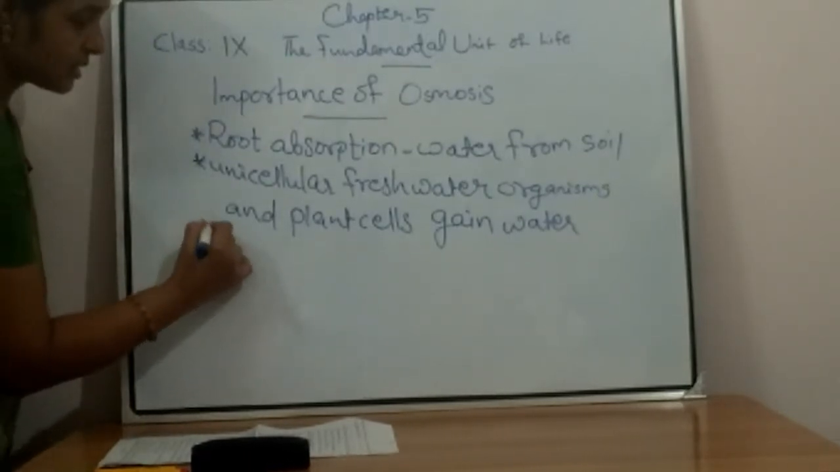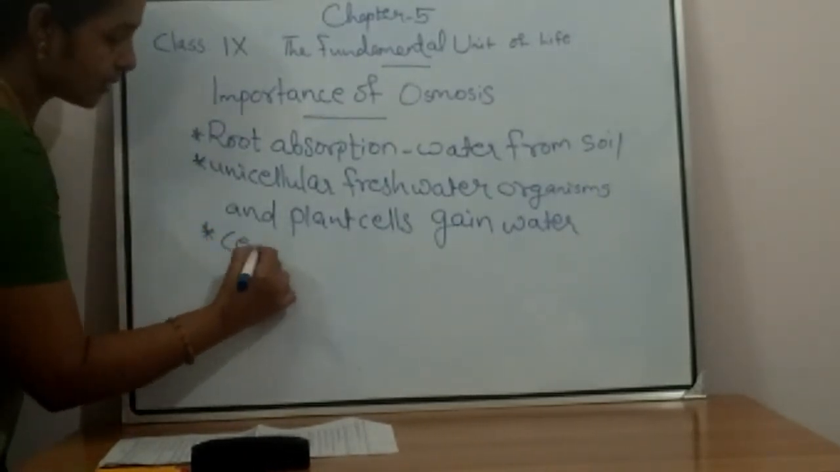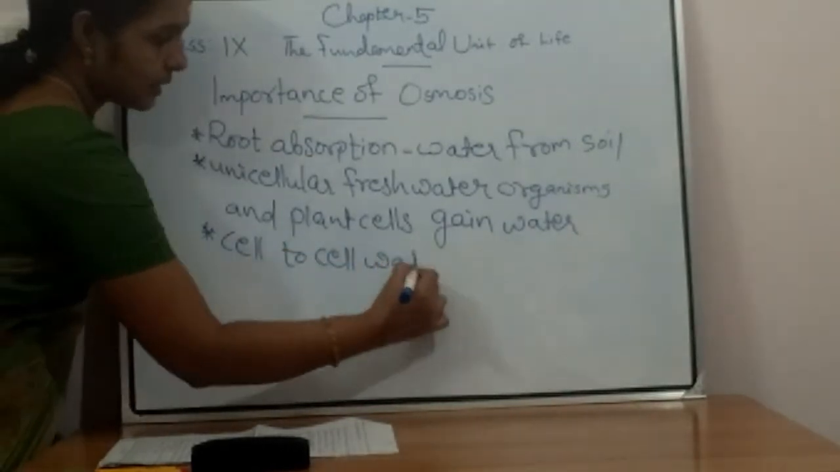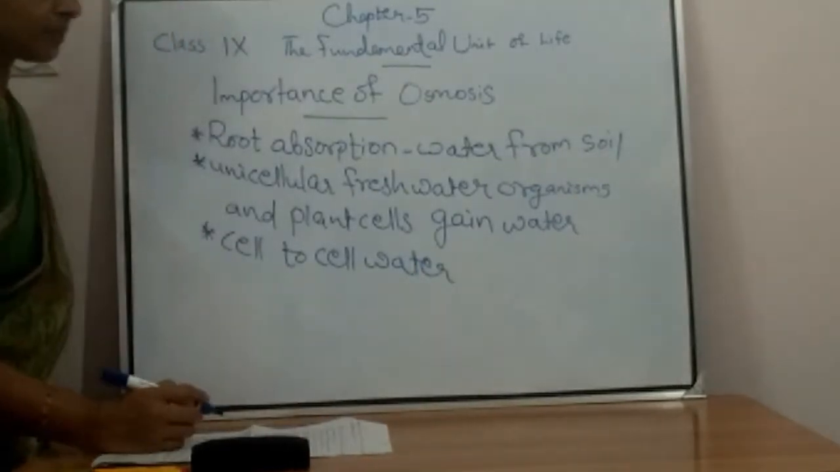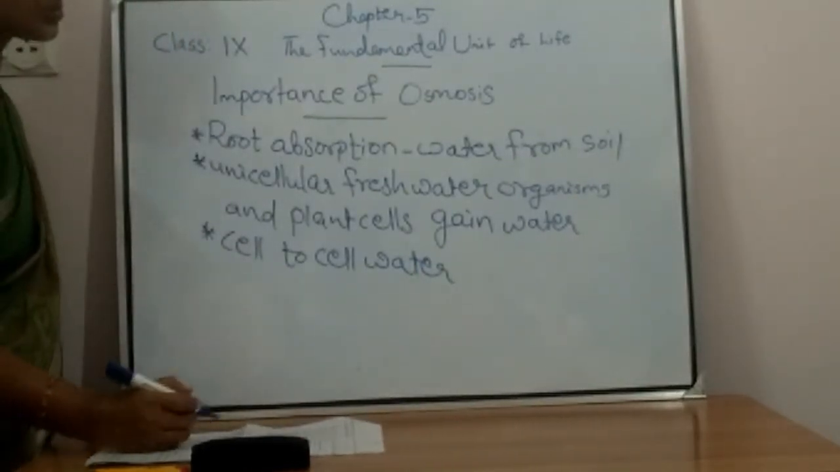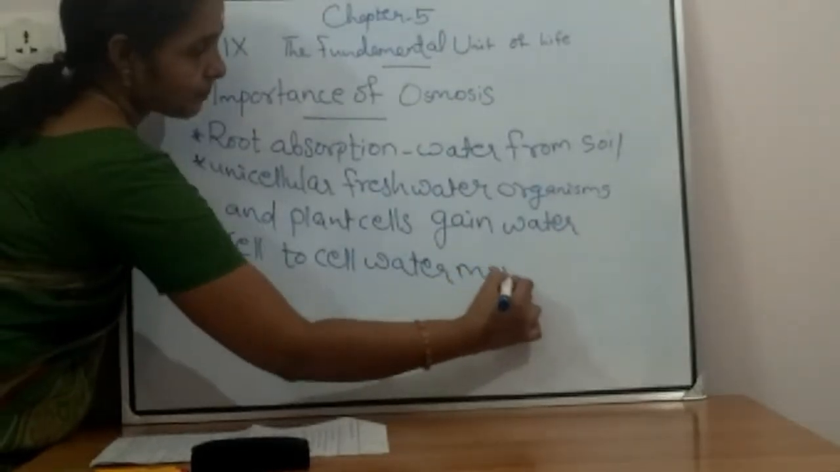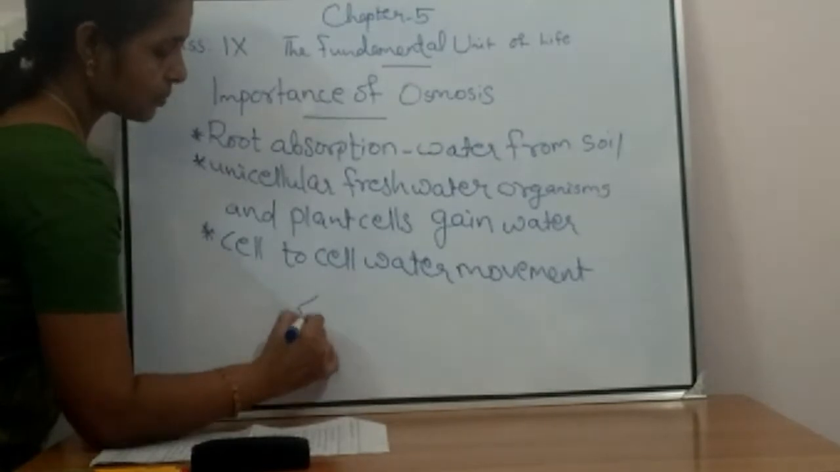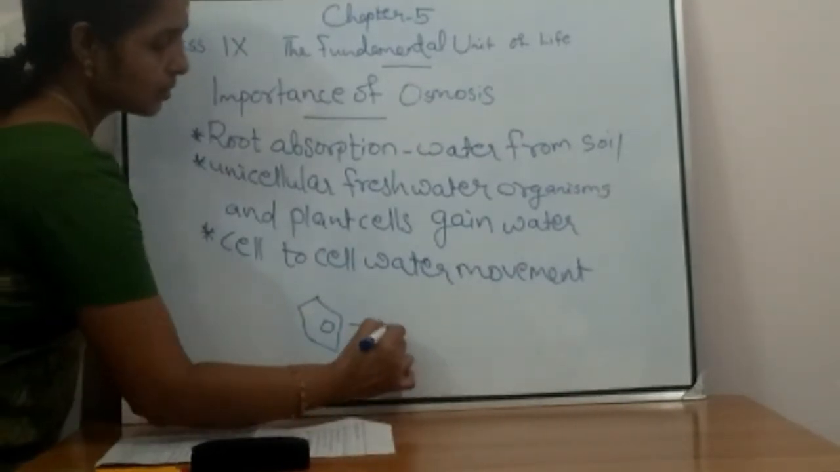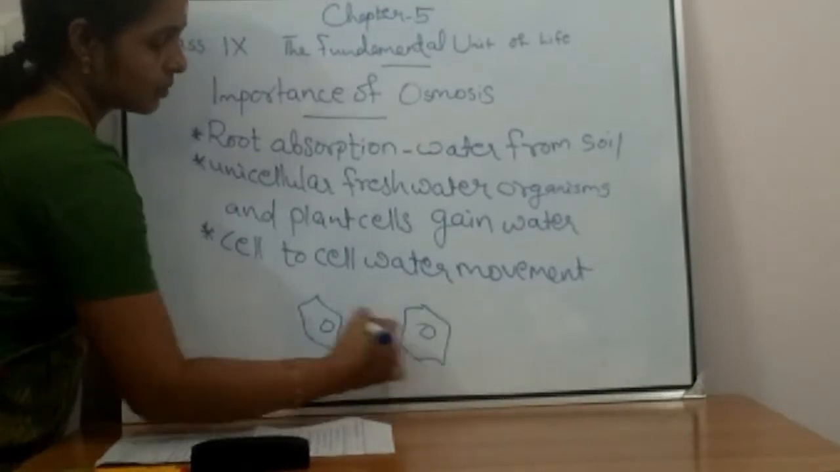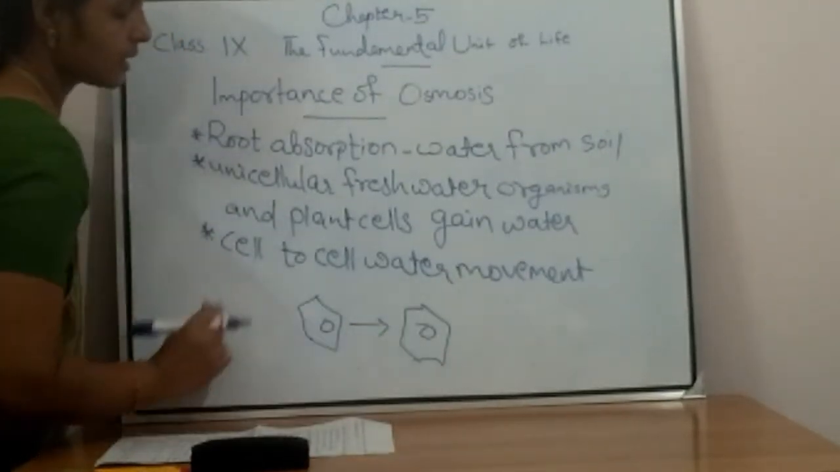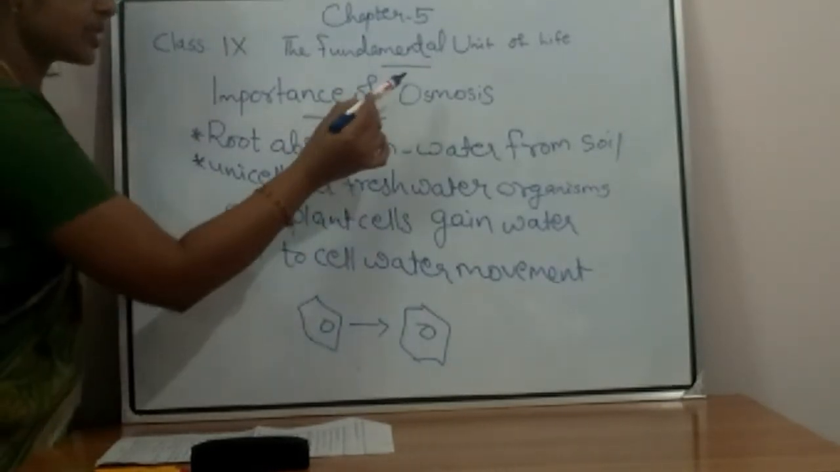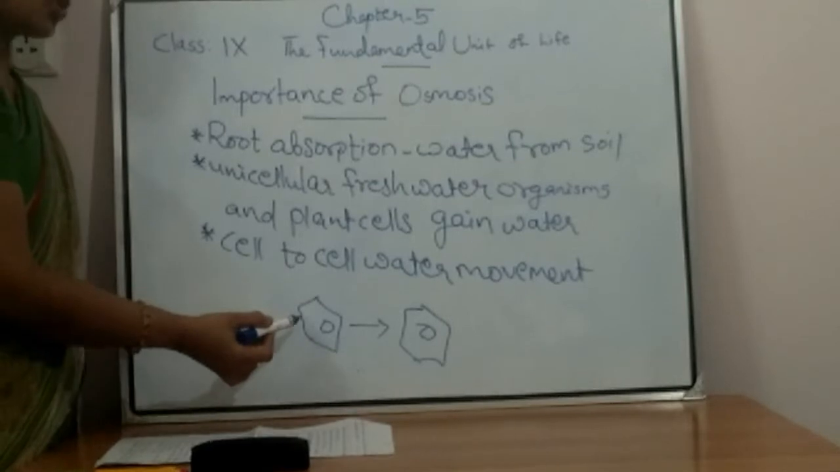And another one is cell to cell water movement. Cell to cell water movement also occurs by a process called osmosis. That is, suppose this one is one cell and this is another cell. The movement of water molecules from one cell to another cell occurs by which process? Osmosis. So these are the importance of osmosis.